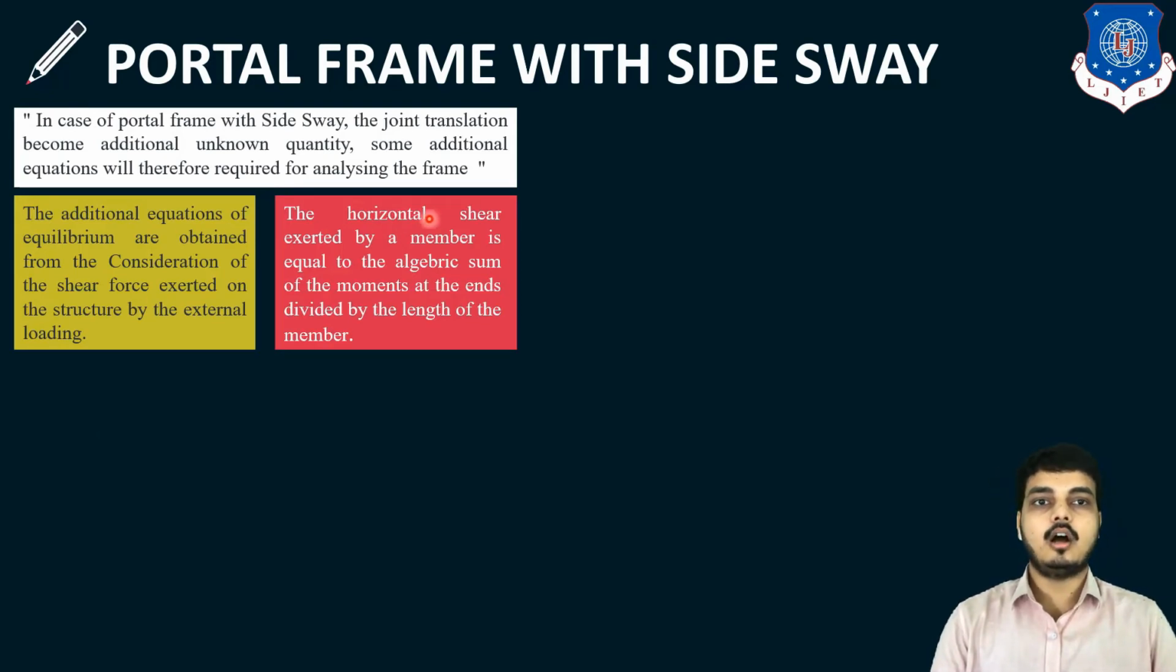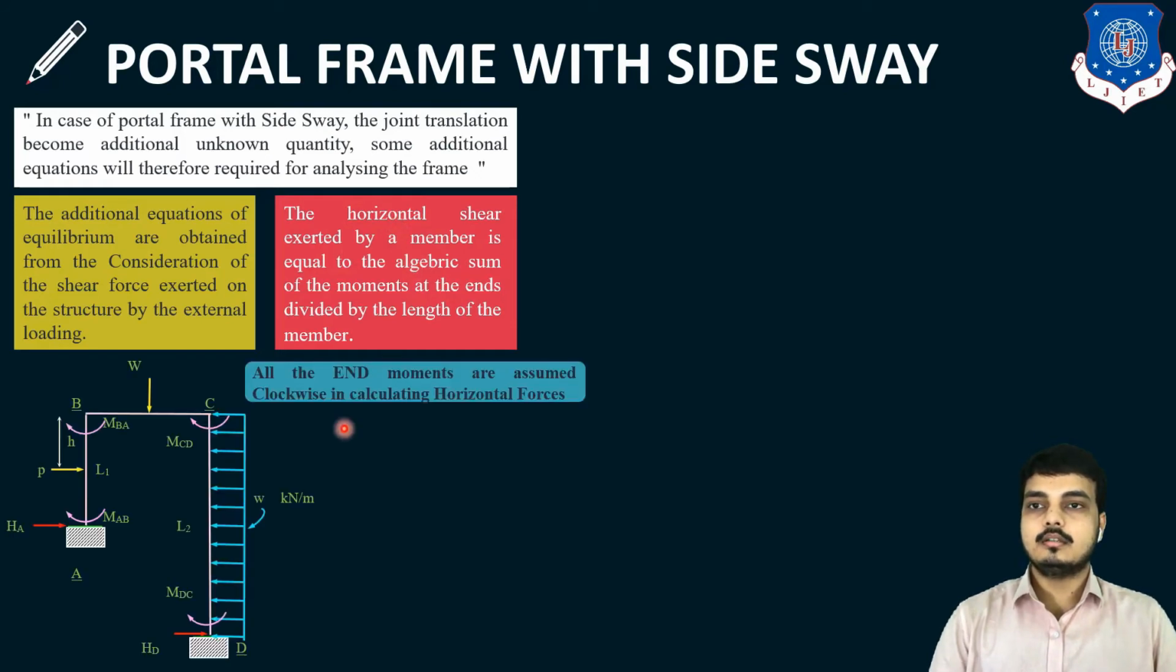Now here the horizontal shear exerted by a member is equal to the algebraic sum of moments at the ends divided by the length of that member. So this is the process by which we will be forming an equation. Let's see how to form it.